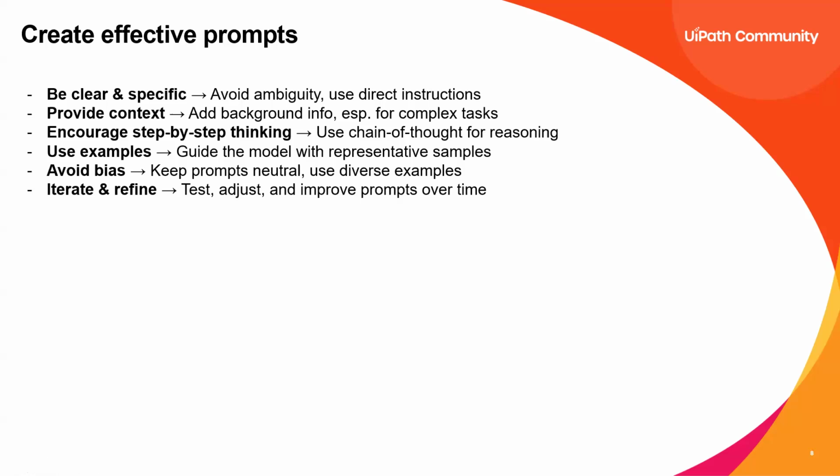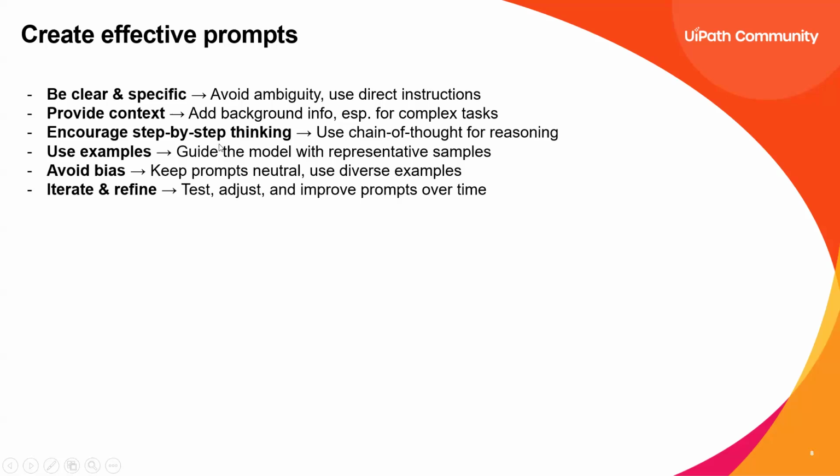For example, if you have a very complex task, it's better to add background info for that. Let's say you want to extract some information from UiPath docs. In that situation, it's better to directly give your URL in the prompt. Let's say this is the URL where you can find all UiPath related information. So like that, it's better to provide the context of your task if the task is very complex.